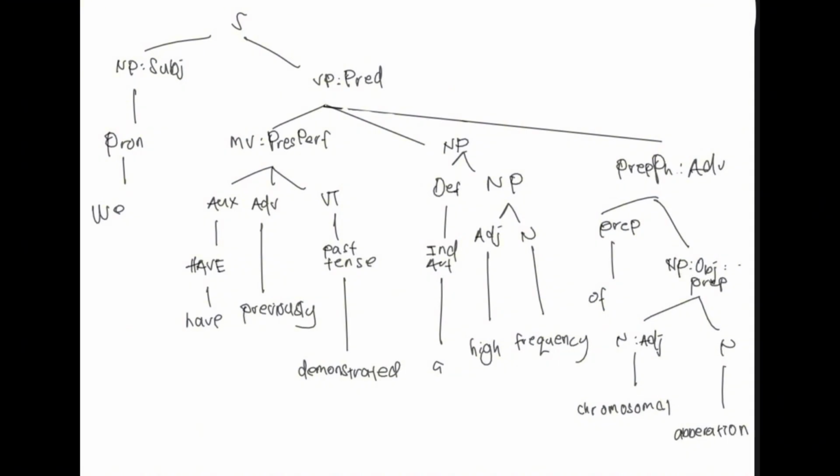Finally, on the far right of the diagram, we have a prepositional phrase acting as an adverbial modifier. This phrase consists of the preposition of leading into a noun phrase functioning as the object of the preposition. Within this final noun phrase, we see a noun as adjective modifier, chromosomal, which ultimately modifies our head noun, aberrations.